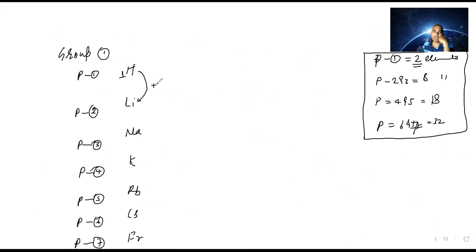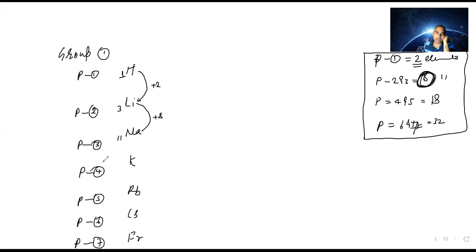2. So I am adding 2. If you add 2 to this one, automatically it will come 3. So 1, 2 over. Then period number 3 and 4, how many elements are there? 8 elements. Yes or no? Yes, sir. So I am adding plus 8, so 3 plus 8 is 11.